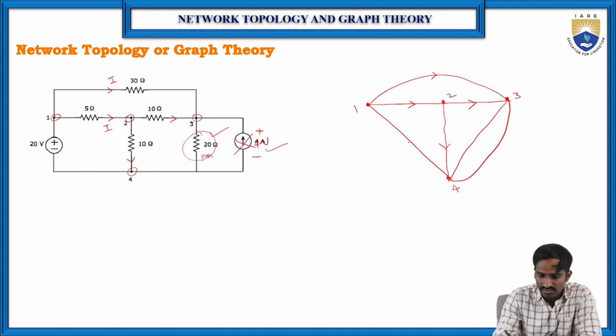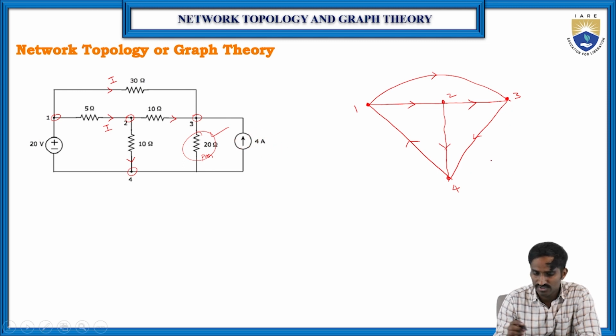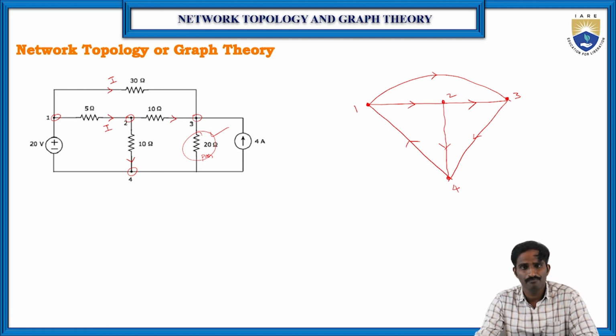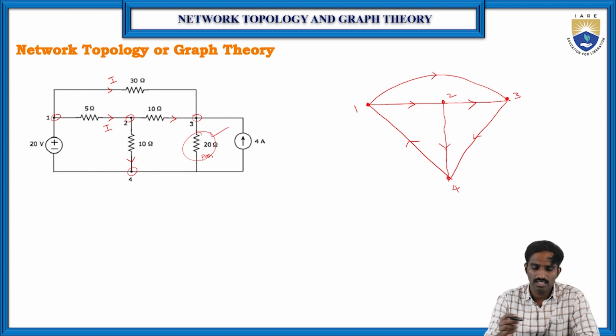And 1 to 2 is like this, let us consider. And then 3 to 4 is again like this. Of course, in the given circuit, there is no current source, so this is also not there. So now this will become a directed graph. So this is how we can convert the electrical circuit into the graph.